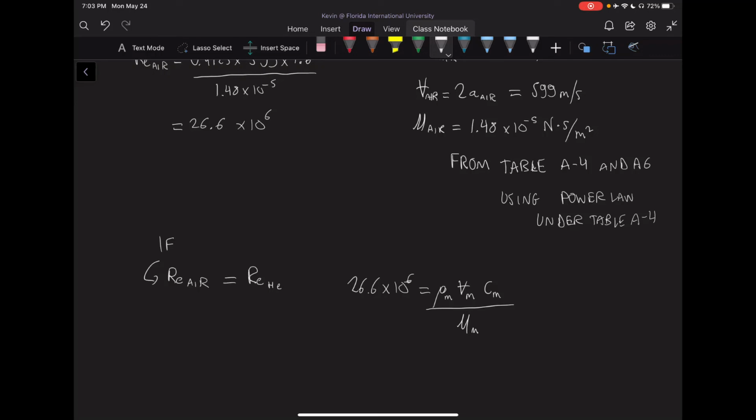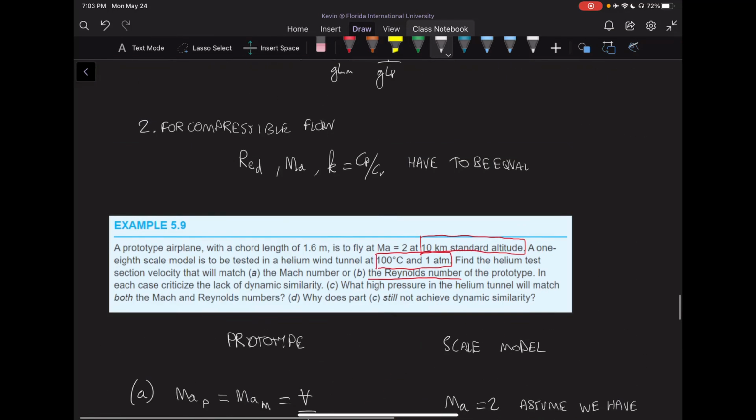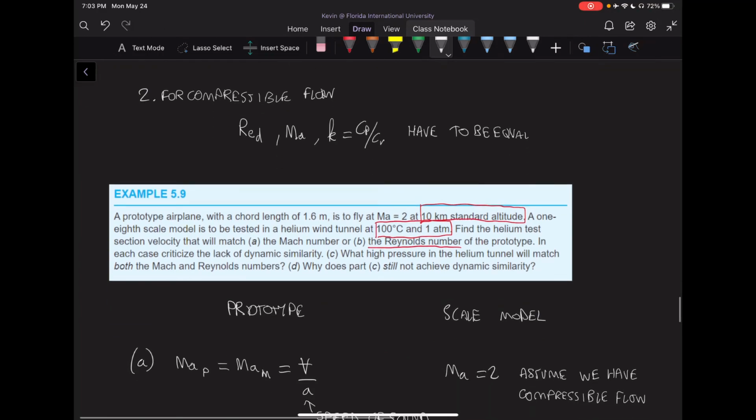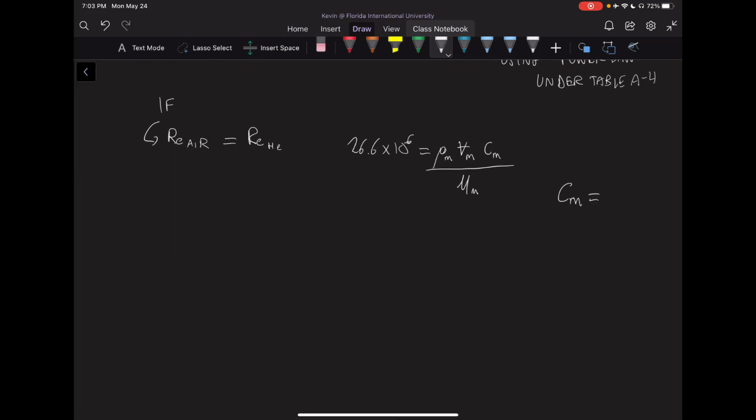Okay, and we can find this by asking, what is our C of model? So let's try and find C of model first. C is the chord length of the model. It says that a 1/8 scale model is to be tested. So since it's a 1/8 scale, Cm is going to be equal to 1/8 multiplied by 1.6, which is our chord length for our original prototype. So this is equal to 0.2. So Cm is equal to 0.2 meters.